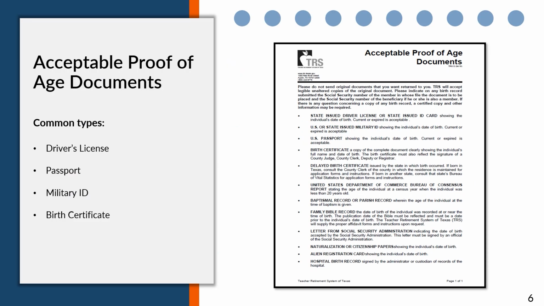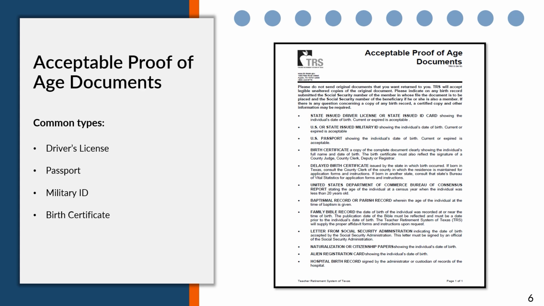For acceptable proof of age documentation, TRS will accept any type of document listed on this informational sheet. You will only submit a photocopy of one document, and this can be as simple as a photocopy of your driver's license, passport, military ID, or birth certificate. Please do not send original documents as TRS cannot return them to you.